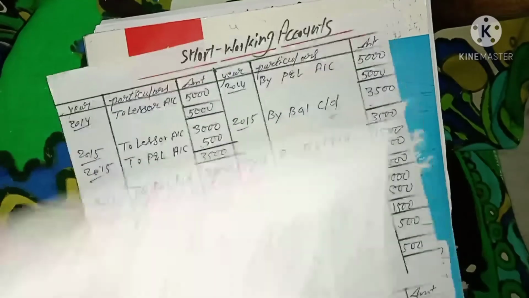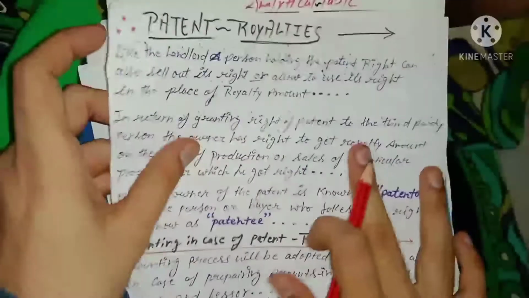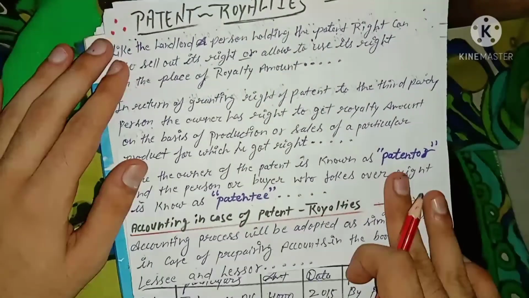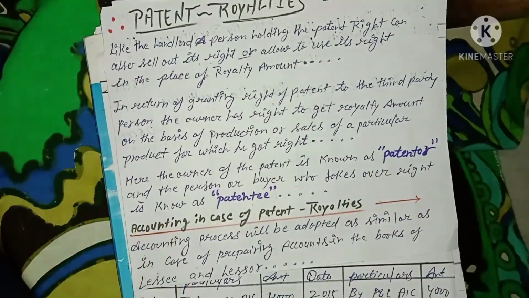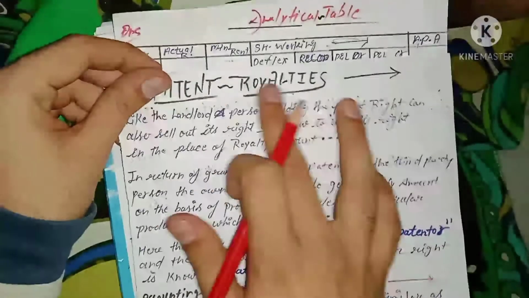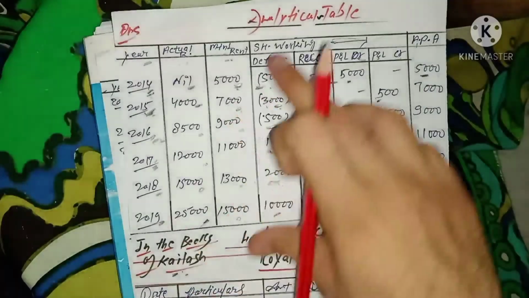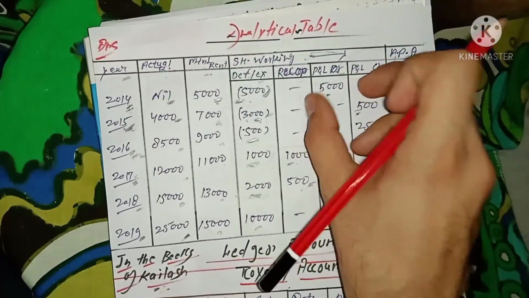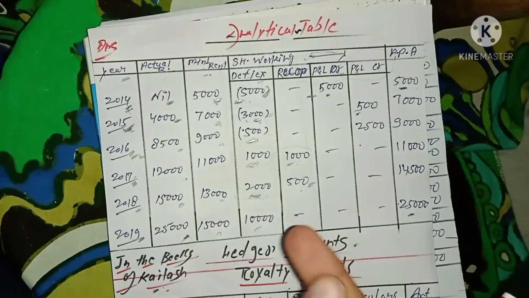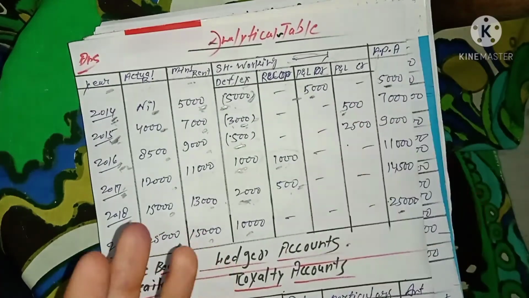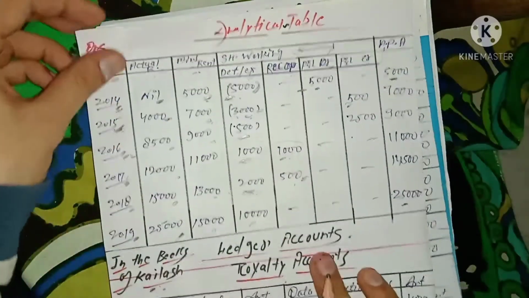I already described the exact meaning of patent royalty here. If you want to go deeper, simply pause this video and read it yourself, so that it will be clarified for you. Here you can see again the accounting treatment, the meaning of patent royalty, and the analytical table, how to prepare an analytical table keeping in mind whether the amount of short working is to be carried forward or not, what amount the patentee really wants to carry forward.